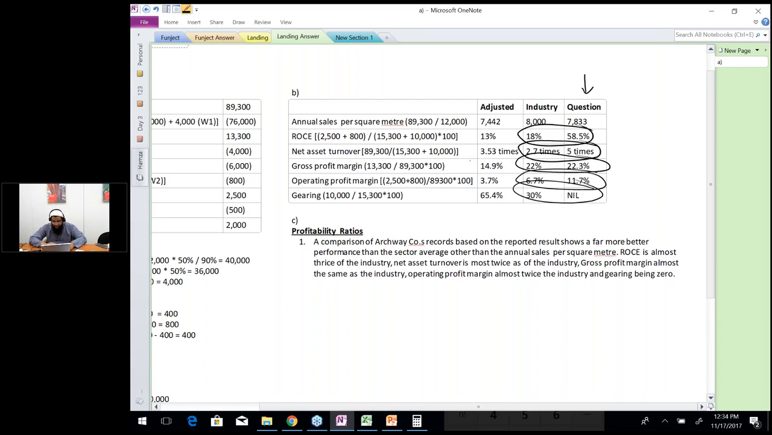But the problem is, do these values show a true and fair view? The answer is no, because a lot of adjustments are required in these. So as an acquirer, these values are not relevant for me. The relevant values are the ones calculated by us.